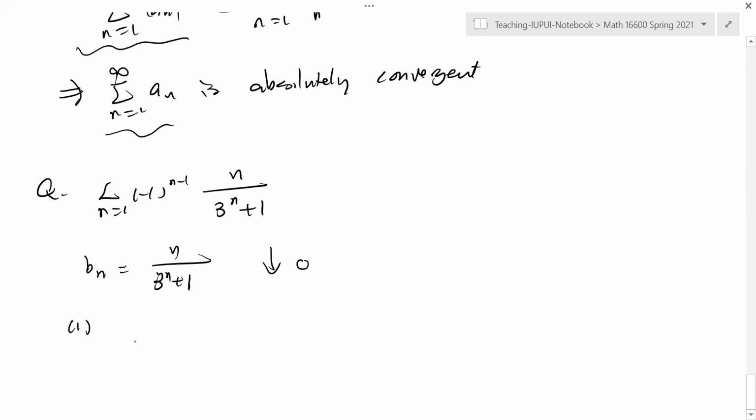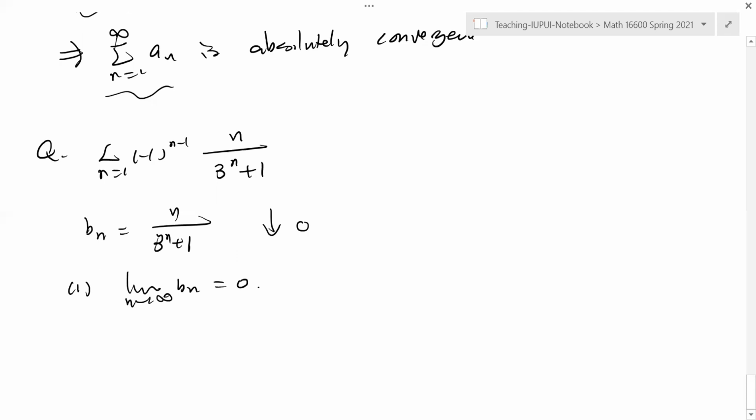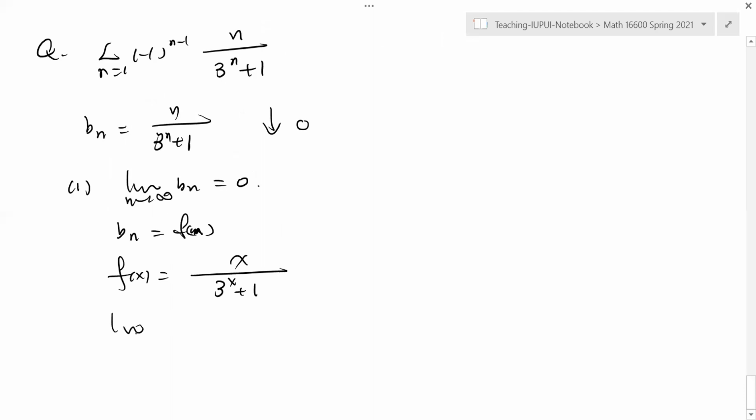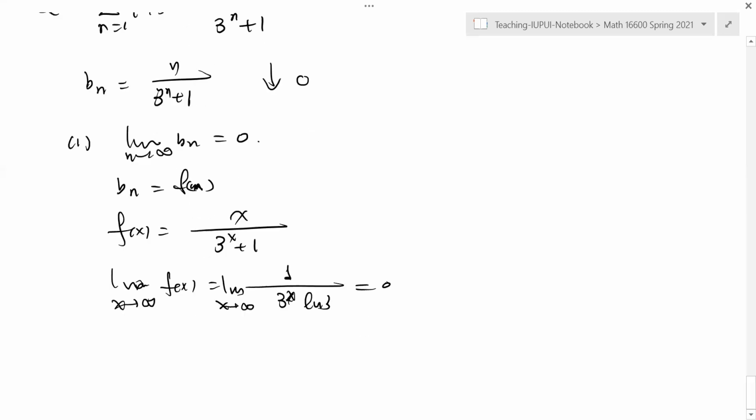We have to verify this one. I think it's decreasing. The limit being 0 is obvious, right? The reason is the denominator is an exponential function. But if you want to prove that, probably just use a function. f of x is going to be x over 3 to the x as well. So the limit as x approaches infinity, we can use L'Hopital's rule, and that is going to be 1 over 3 to the x natural log of 3, which clearly is going to 0. Okay, great. So that implies the limit.